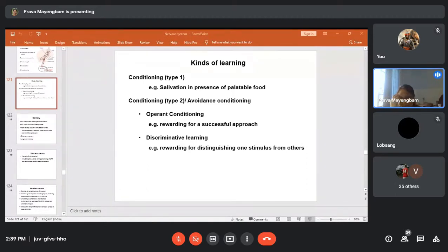So memory is the process of storage of information, and this storage of information will only be possible through the synapses of the nerves. So this is a function of the synapses.